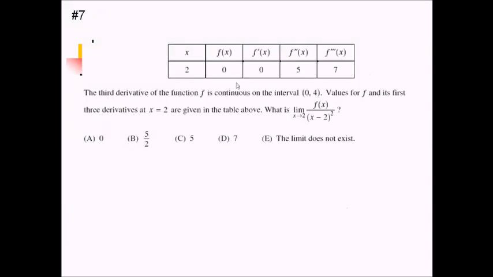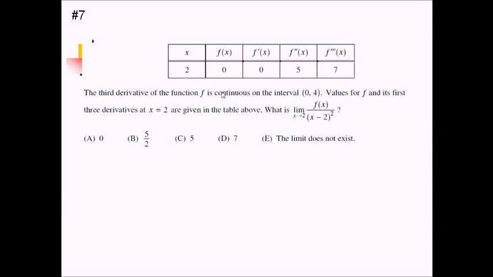On this problem, we're given a table of values for f and its first 3 derivatives, and we're also told the third derivative of the function is continuous on the interval from 0 to 4. Good to know. We want to know the limit as x approaches 2 of f of x over x minus 2 squared. All right, so the first thing to keep track of here is that the third derivative is continuous.